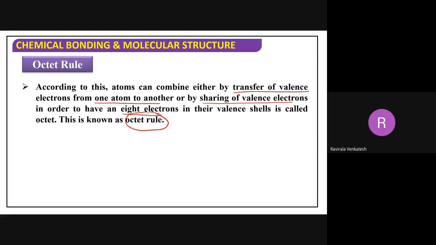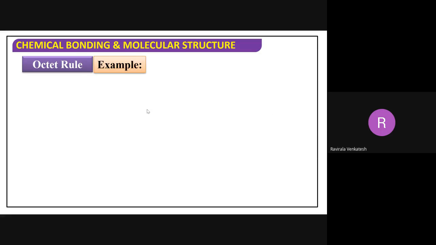Atoms combine by transferring their valency electrons or by sharing their valency electrons in order to gain the octet configuration. This is called the octet rule. What is the meaning of the octet rule? Gaining the octet configuration, 8 electrons, by gaining or losing valency electrons, that means transferring, or by sharing the valency electrons.